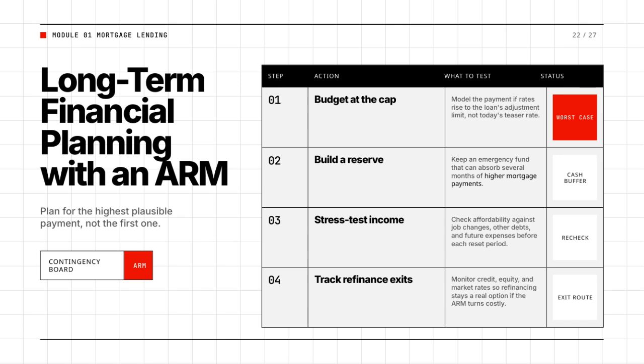It's also important to stress test your income regularly, evaluating affordability in light of potential job changes, other debts, and upcoming expenses before each rate reset. Finally, keep a close eye on opportunities to refinance. By tracking your credit score, home equity, and market rates, you can ensure that refinancing remains a feasible exit route if your ARM becomes too costly. This structured approach helps maintain financial stability throughout the life of the loan.